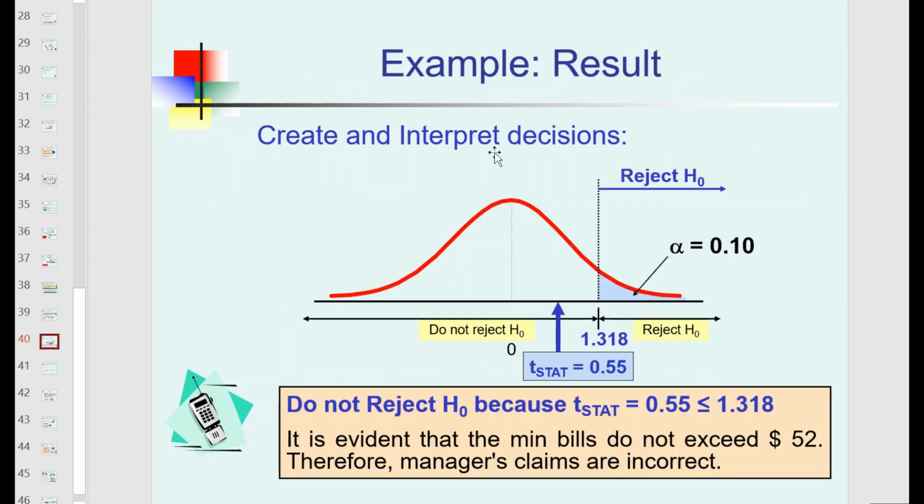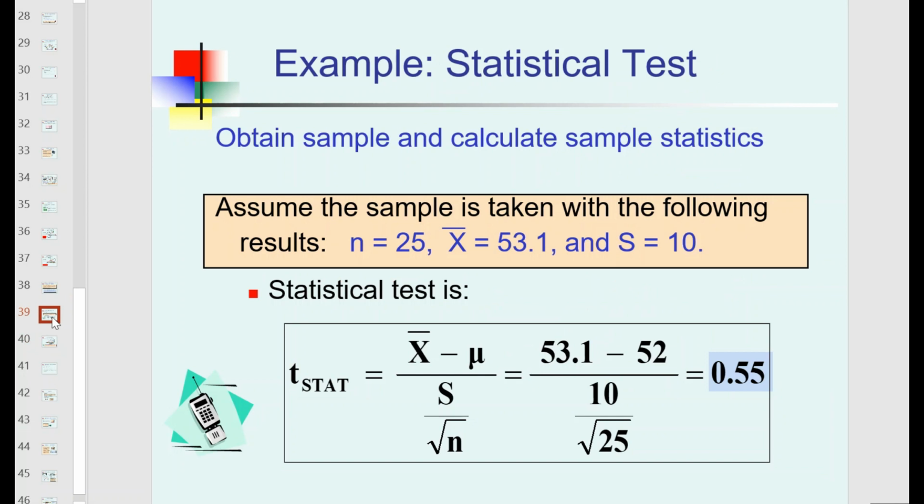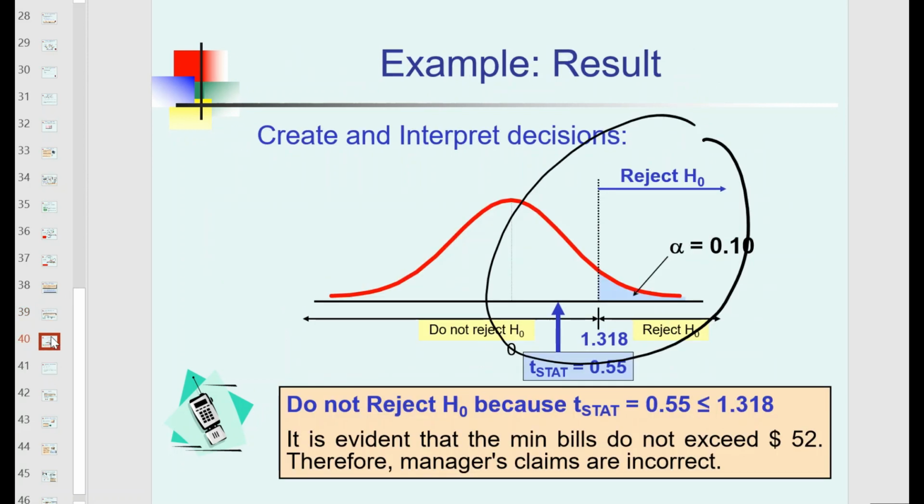So now we need to interpret the decision. You know that this involves only one tail. So what tail? Upper tail, right? So you need to focus on this area. The one that you calculated just now, I think you get 0.55 as the t-stat. Now the critical value is the one that you read from your t-table, so this is the one that you should be getting, 1.318. So 0.55 is in the area where we do not reject H0.